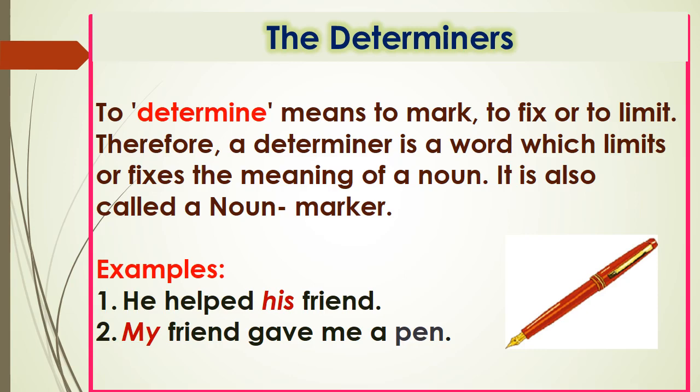Now let's take the examples also. Now you can see here are two different sentences. He helped his friend. My friend gave me a pen. In the first sentence, the word his is a determiner. That is denoting his friend.